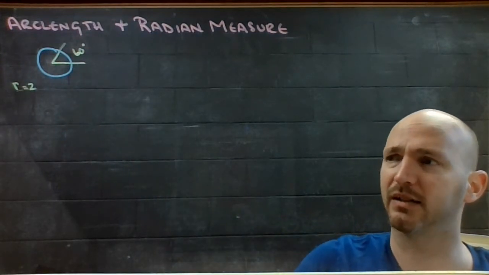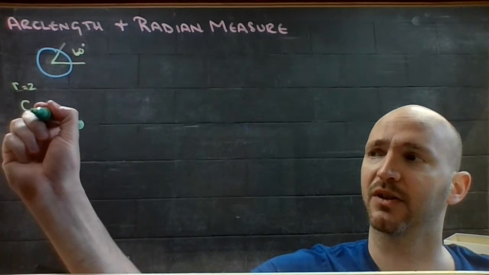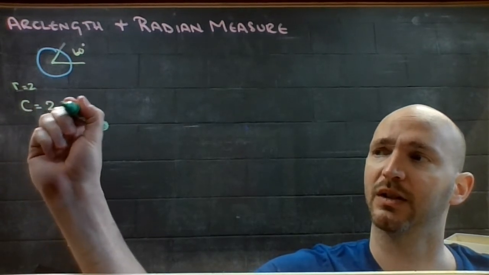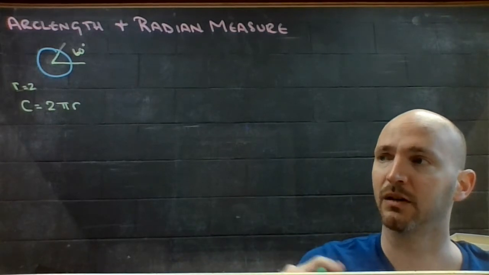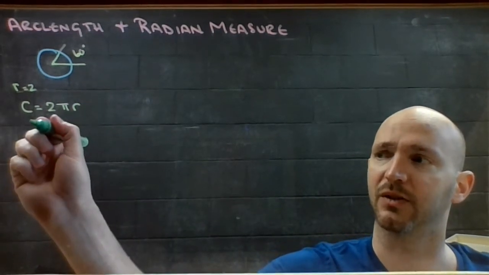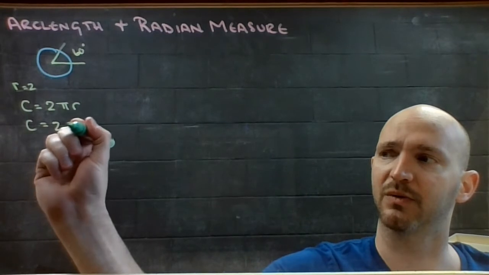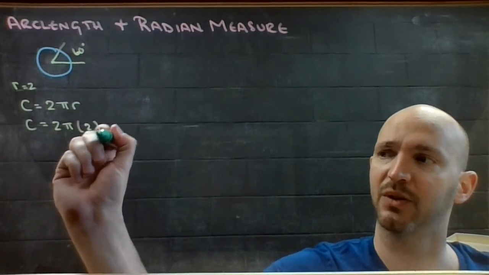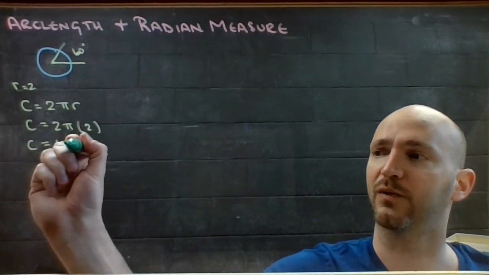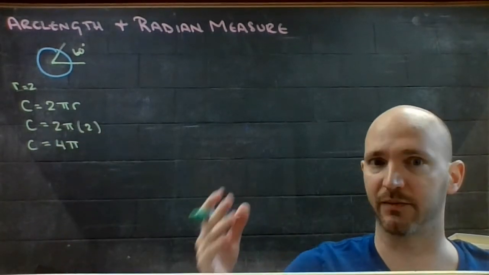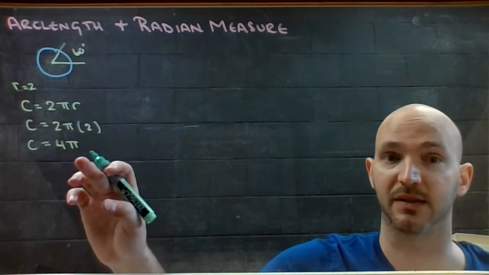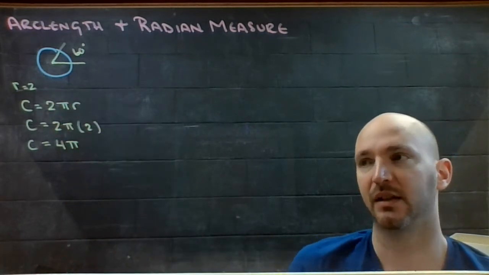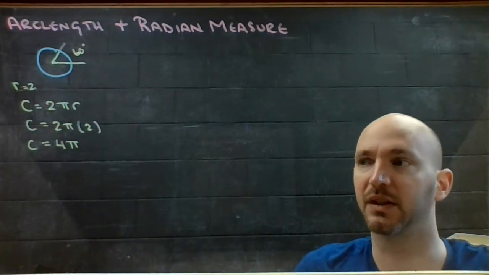So to do that, I start with the circumference of the circle, which is 2 times pi times the radius. So for this particular circle, the circumference would be 2 times pi times 2, which is 4 pi whatevers. If this is in feet, then this is in feet. If this is in meters, this is in meters. If it's unitless, then so is this. So I'm just going to leave it like that.